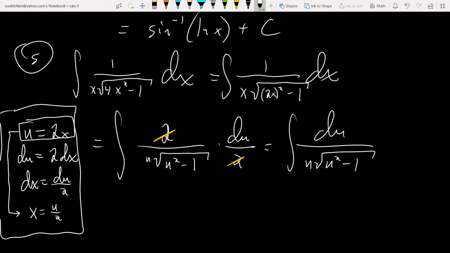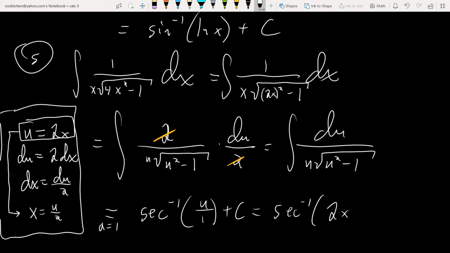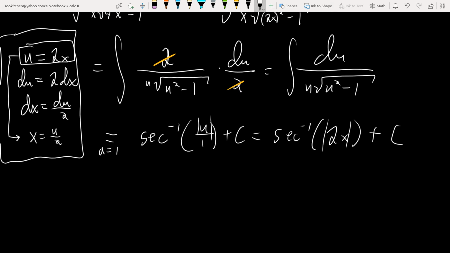A is going to be 1, and so it's 1 over 1, so just 1 times secant inverse of u over 1 plus c, and then that'll be secant inverse back subbing of 2x plus c. Okay. Now this should be absolute value, so sorry. Absolute value. If you don't put that in WebAssign, it's going to mark it wrong, so you need to put that in there. Okay.